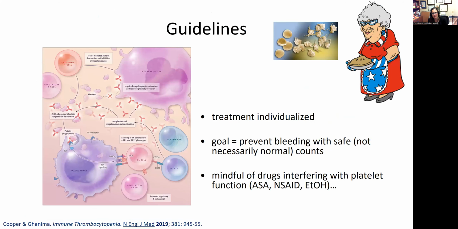So many guidelines have been published on ITP, and the core of them is that you tailor your treatment to the patient. Your goal is to prevent bleeding, not to achieve a renormalized platelet count, because that may be unrealistic and the treatments may be more toxic than the risk of certain platelet count ranges. So you learn the counts that your patients bleed at. So this establishes a very close relationship between the hematologist and the patient if you're seeing ITP on an outpatient basis at clinic.